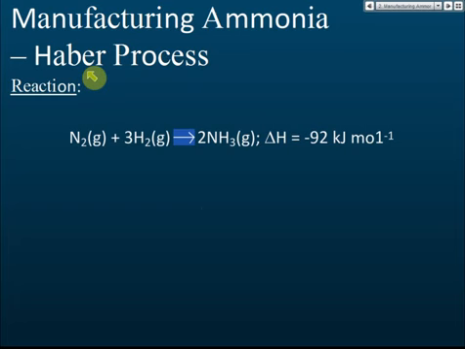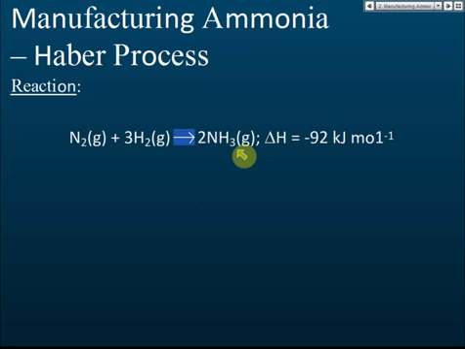Okay, now ammonia is a molecule that contains 1 nitrogen and 3 hydrogens. So to produce ammonia, we just need nitrogen and hydrogen. That's all. Nitrogen gas reacts with hydrogen. The ratio of nitrogen and hydrogen in ammonia is 1 to 3, right? 1 nitrogen bonds with 3 hydrogens. So therefore, the ratio that we use is also 1 to 3. 1 nitrogen molecule reacts with 3 hydrogen molecules to produce ammonia.